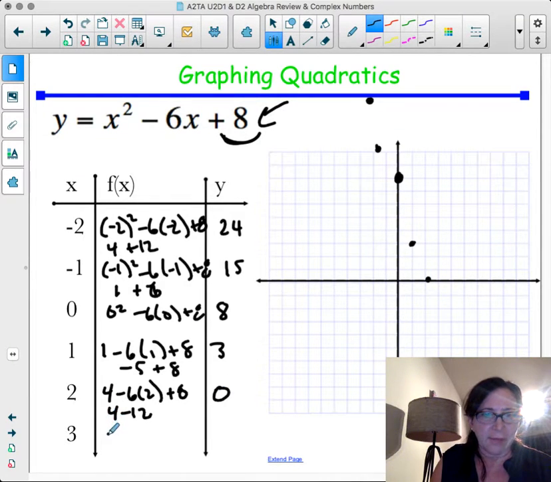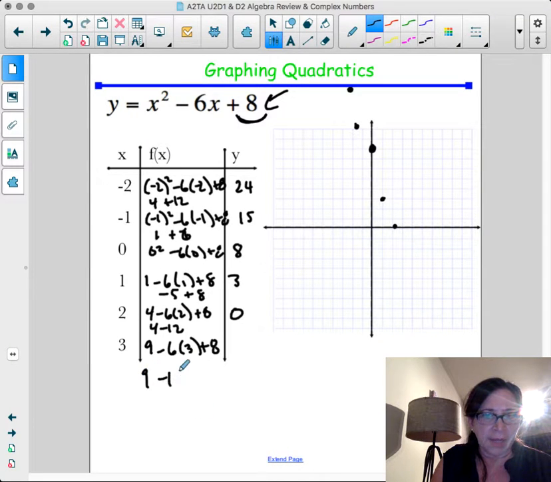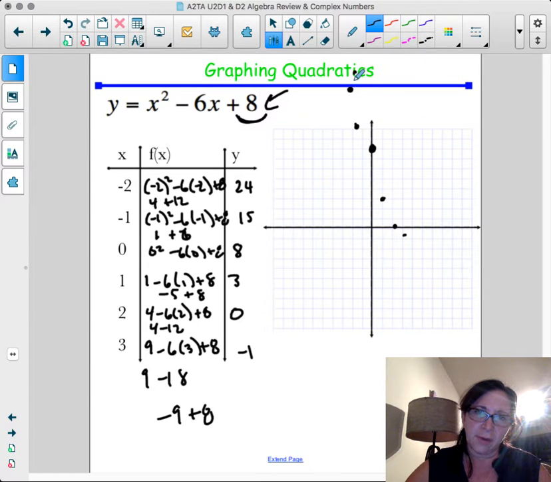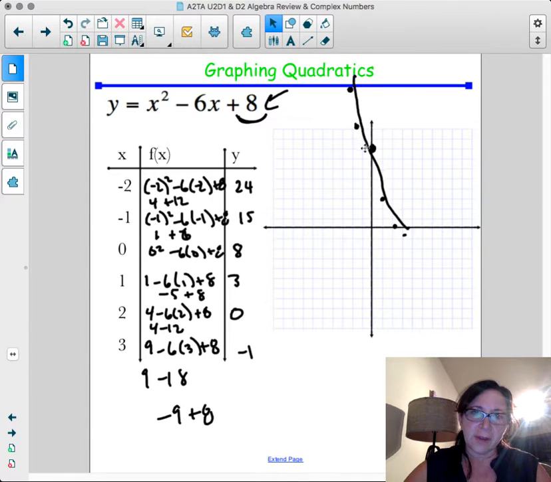At 3, we have 9 minus 6 times 3 plus 8. So that's 9 minus 18, which is negative 9, plus 8, which is negative 1. So at 3, we're at negative 1. Now, I don't really see myself coming down. Okay, well, let's see. Let's move this down a little bit. There we go. That's better.